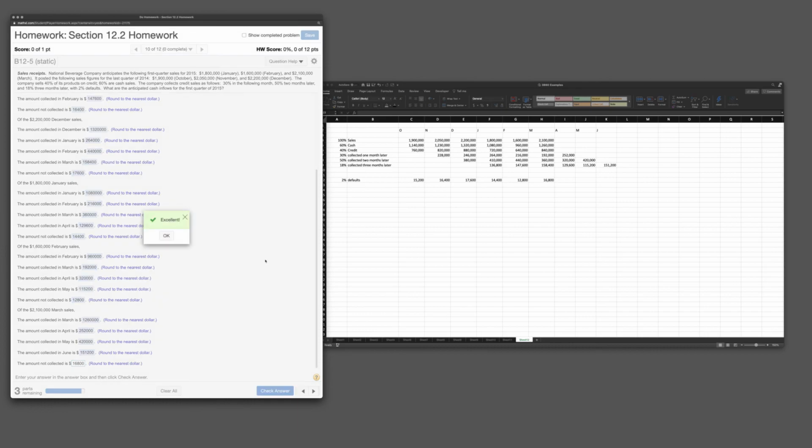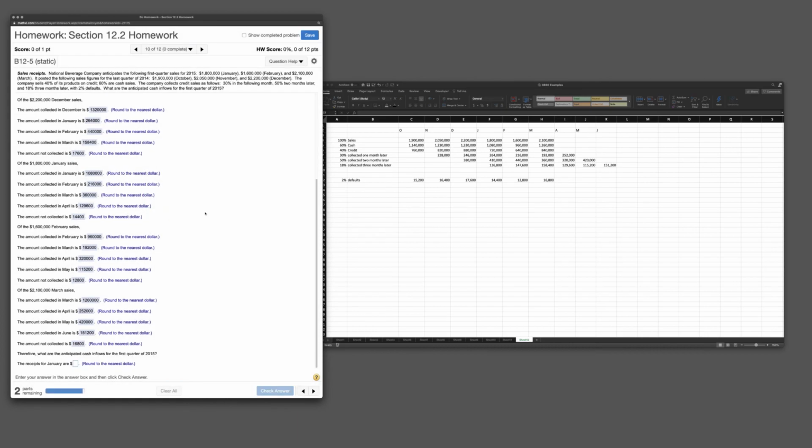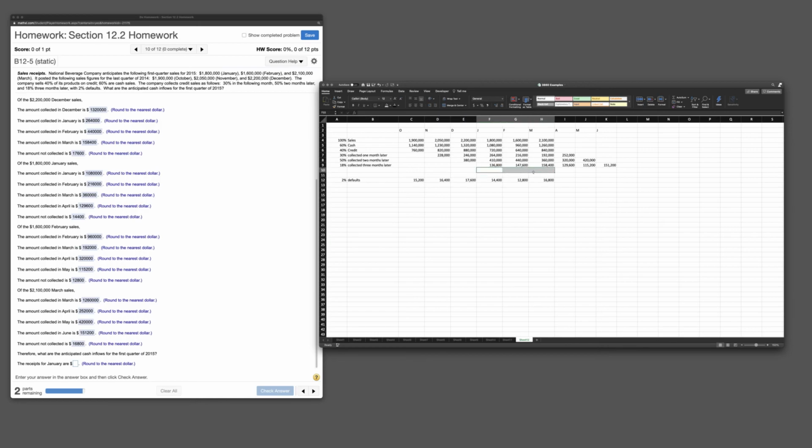All right, so we've done all that and we haven't actually answered the question. Isn't that ridiculous? So we want to know what the anticipated cash inflows are for the first quarter. Basically, we're trying to figure out what is the total cash collected? And we're only dealing with quarter 1, which is nice. So that's what we're trying to determine now in January. Basically we need to add up all the cash.